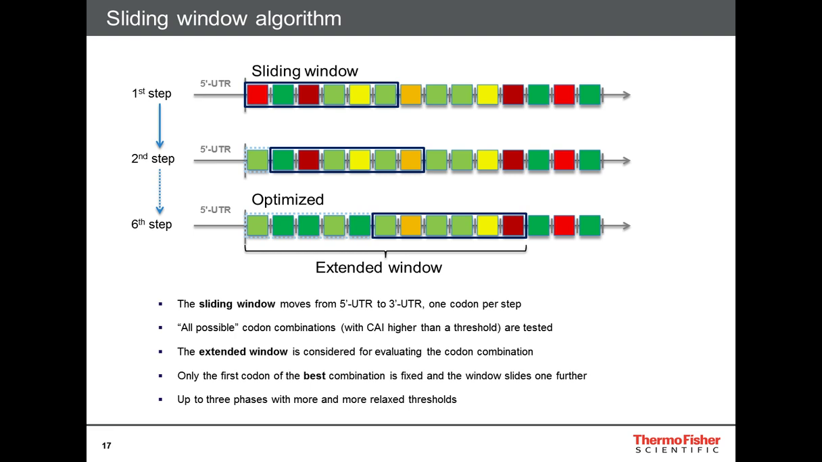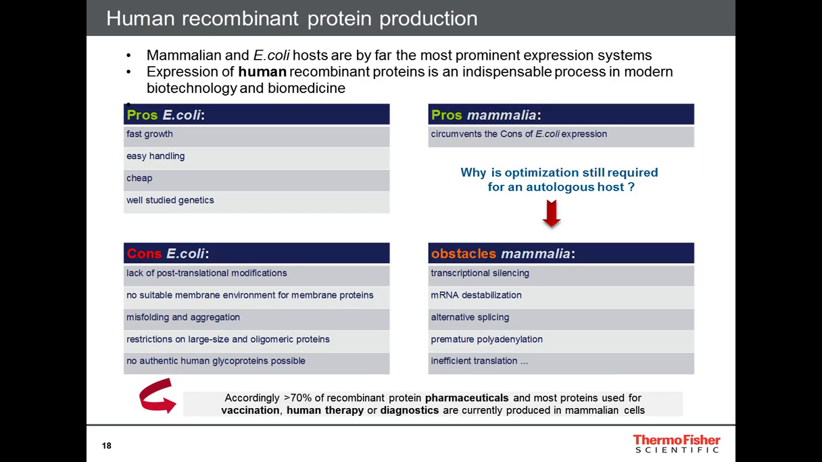The sliding window moves one amino acid further, and it does the same thing again. Then the first codon is fixed, and so on. That way it slides over the complete open reading frame. That's our approach, and it leads to a sequence which uses the most frequent codon as much as possible, but it also takes all the other parameters into account.